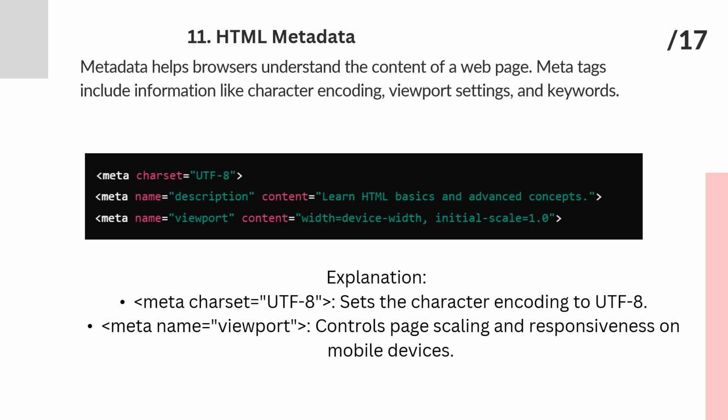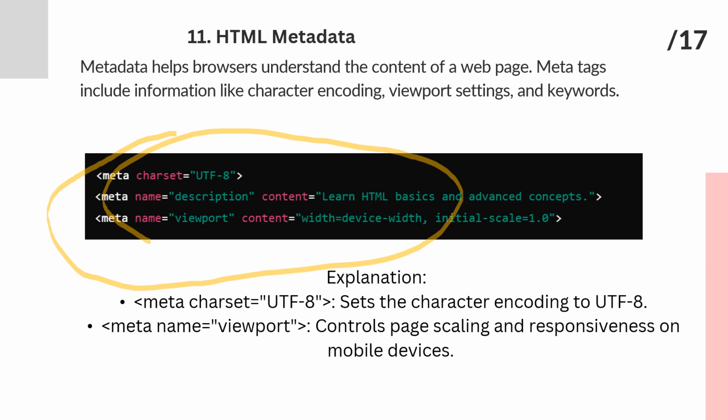HTML metadata. Metadata helps the browser understand the content of a web page. Meta tags include information like character encoding, viewport settings, and keywords. So meta charset sets the character encoding to UTF-8. Here's the example of using this. You can see the meta viewport controls page scaling and responsiveness on mobile devices.